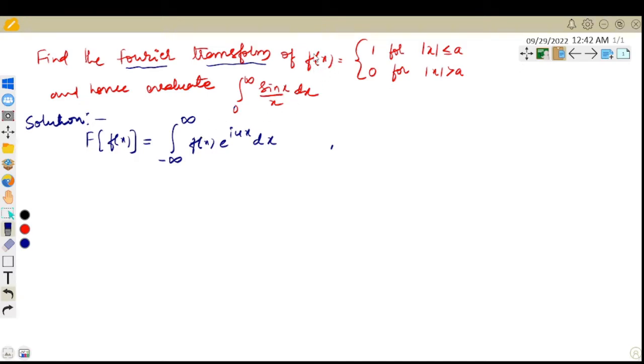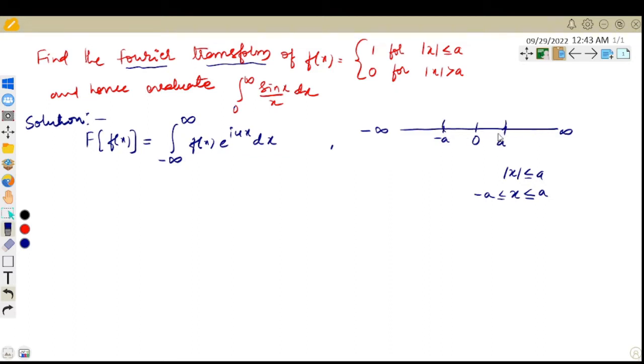So we need to use this f of x value inside this range, that is minus infinity to infinity. Treat it as a number line. There is a 0 in between them. First, let us understand what this modulus of x less than or equal to a represents. The modulus of x less than or equal to a represents x lies between minus a and plus a. So minus a is on the left side, plus a is on the right side. Try to understand the value of 1 exists only in this interval.